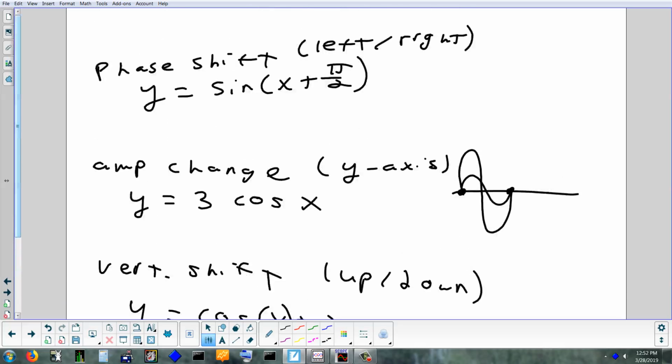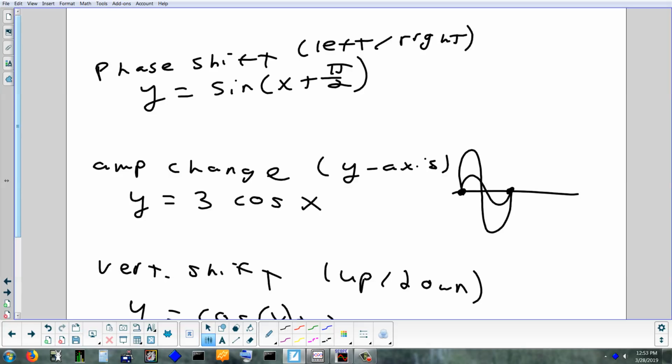Now, phase shift, we had to do the opposite. This was one of the two we had to do opposite. When you see plus, which way does plus actually shift it? Well, it goes from a positive to a minus, so you do the opposite. Which way does it move? The other way. Left. So if you see plus, it actually goes left. If you see minus, it goes right.